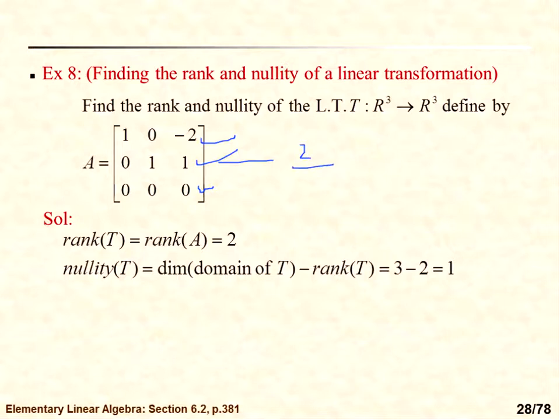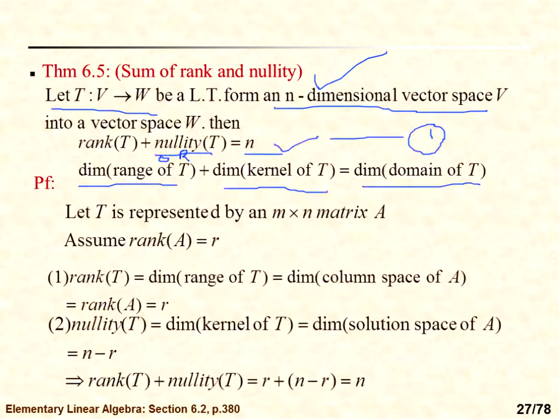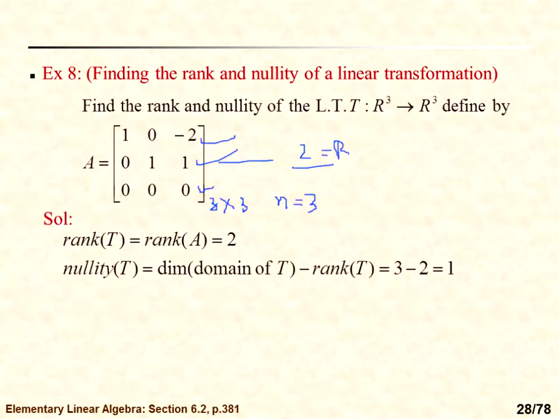2 is our rank. And what is the dimension of this matrix? It is a 3 by 3 matrix, so n is equal to 3 and rank is equal to 2. By the rank nullity theorem, as we discussed on the previous page, rank plus nullity is equal to n. So we can find the nullity easily: 3 minus 2 is equal to 1. This is from the rank nullity theorem.